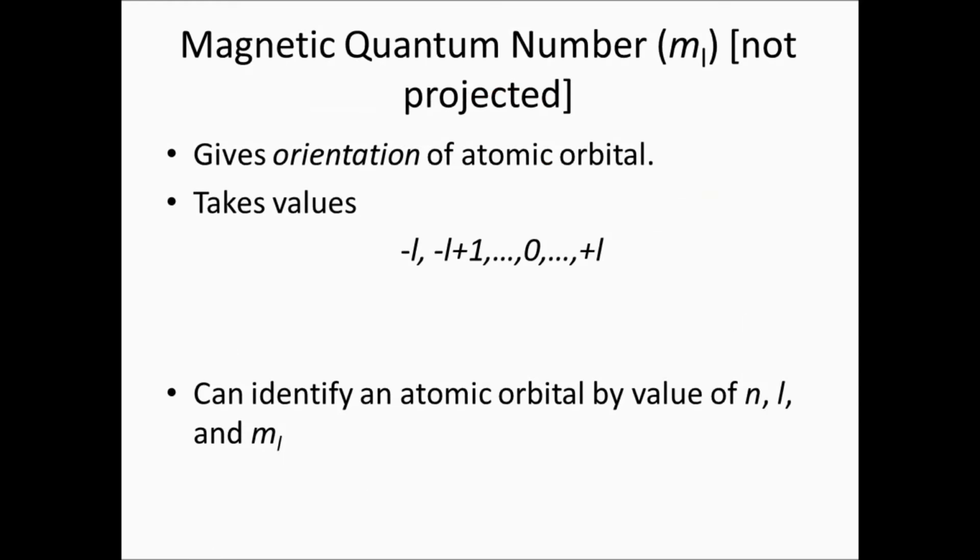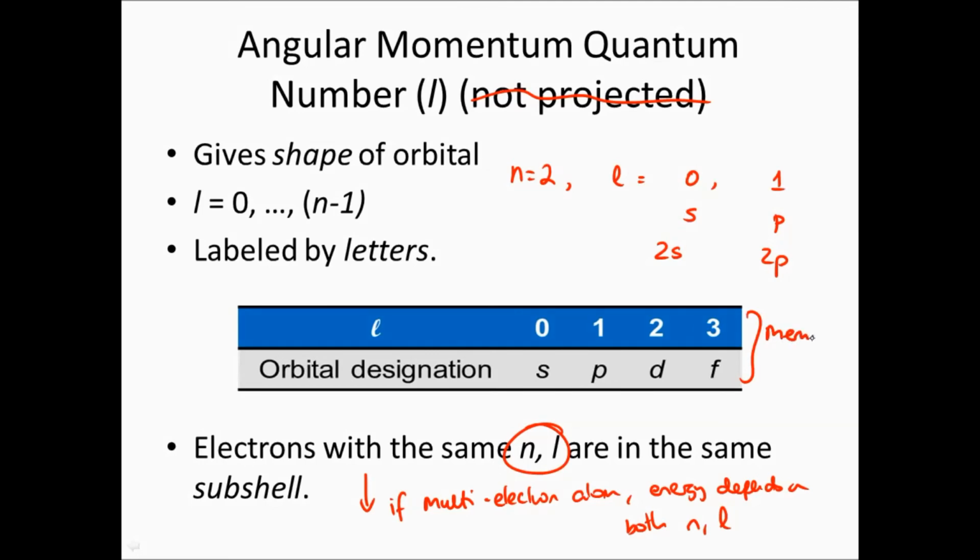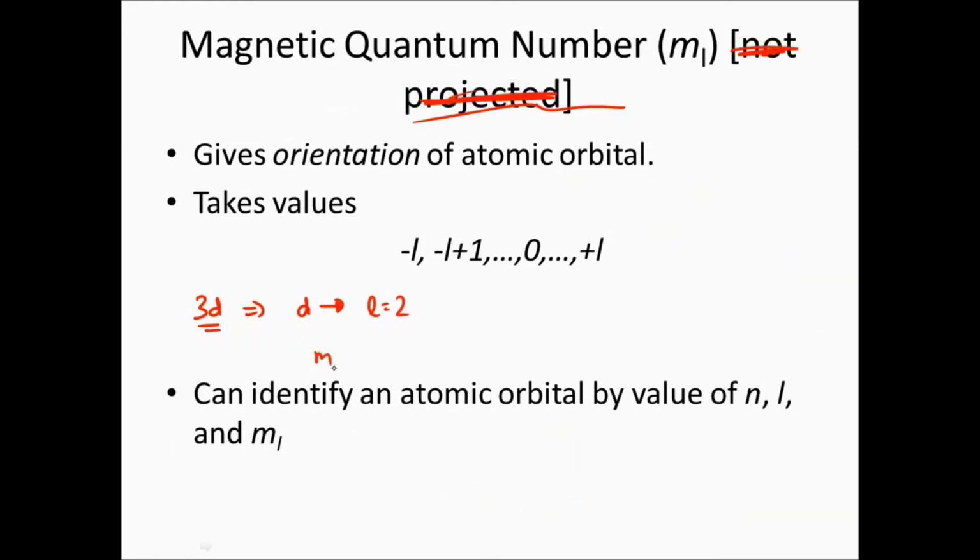Thirdly, you have the magnetic quantum number, which gives the orientation of the atomic orbital. It takes values from minus L to plus L. So for example, if we look at the 3d subshell, d, as we said before, and you do need to memorize s, p, d, and f, you do have to memorize this. So we see that d means that L is equal to 2. So the possible ML values are from minus L, so that's minus 2, through to plus L, so that's plus 2. So it can be minus 2, minus 1, 0, plus 1, and plus 2. And for a particular atomic orbital, you will find that there's a value of n, L, and ML.